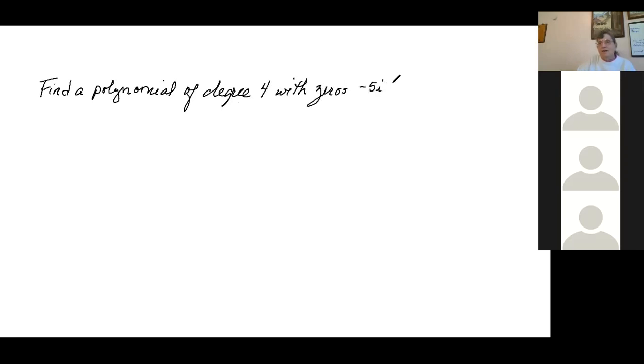If they ask us to find a polynomial of degree 4, so we know there's 4 zeros, although some of them could be repeats, that has zeros -5i and 2 plus the square root of 6.